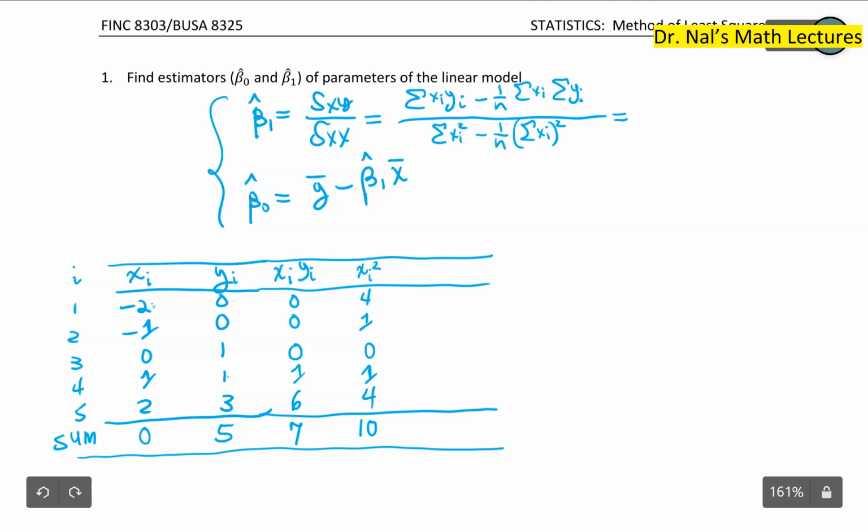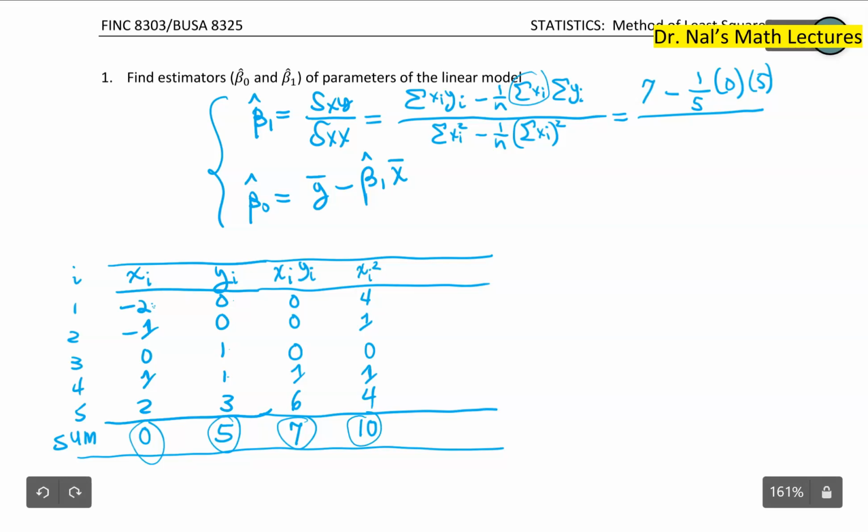Okay, so therefore, the sum of xi yi, it's this one, that's a 7, minus 1 over, we have 5 data points. Sum of xi's, that's this one, 0. Sum of yi's, that's a 5. Well, because of the 0, it will be irrelevant, that one. But okay, let's just finish it, I guess.